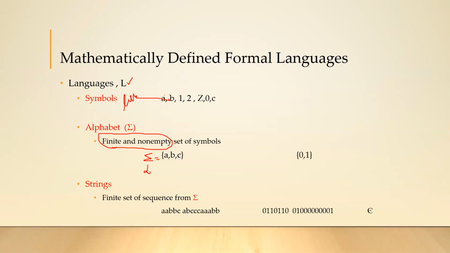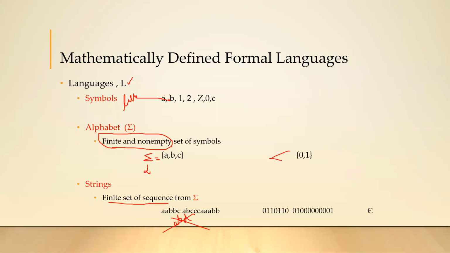Now, if you look down, you'll see something called strings. A string is nothing but a finite sequence from sigma. In my alphabet I have only a, b, c, which means I can have strings only with a, b, c. Now imagine I have a string called abd. In my particular language, abd is not permissible because my sigma contains only a, b, c. So I can have only combinations of a, b, and c.